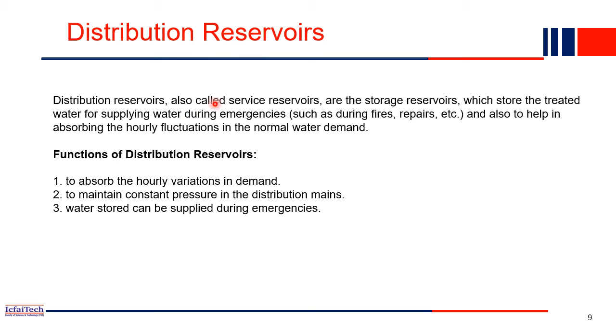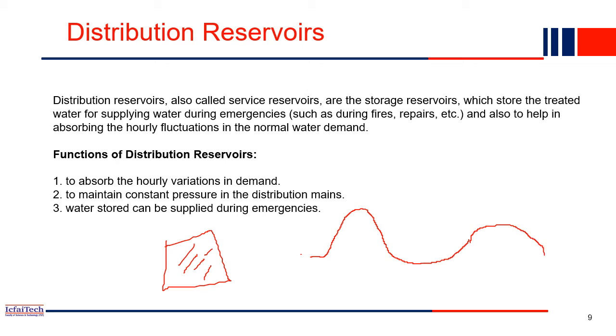So now the next one is the distribution reservoir. The distribution reservoir is also called the service reservoir, right? The water treatment process in a plant will be continuous, but you can see that demand is not continuous. In the morning, demand will gradually increase. Early morning, everyone takes a bath, so demand will be high. Then in the afternoon, demand will be less. Coming to evening time, the demand will increase again. At night, demand will be less again. So it follows that pattern, doesn't it?